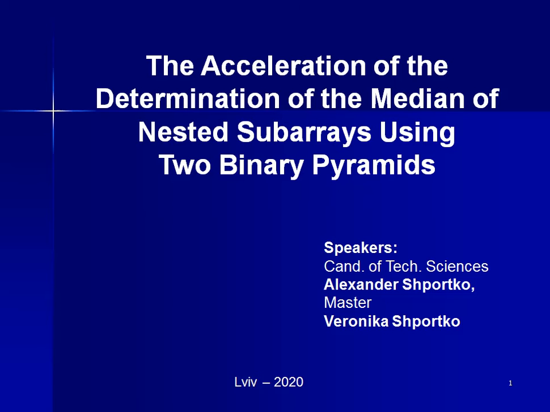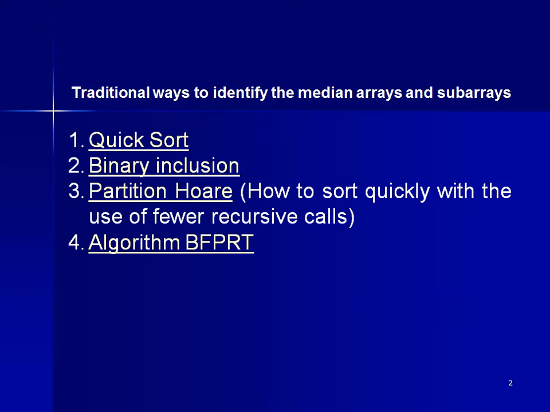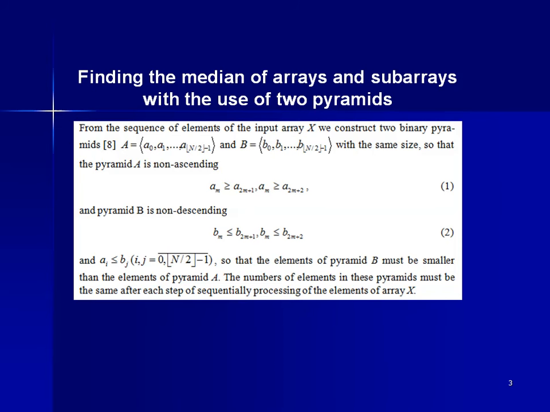Dear organizers and participants of the conference, now I am willing to present you a report on the acceleration of the determination of the median of nested subarrays using two binary pyramids. Traditional ways to identify the median of arrays and subarrays: quick sort, binary inclusion, Hoare partition, algorithm BFPRT. Finding the median of arrays and subarrays with the use of two pyramids.